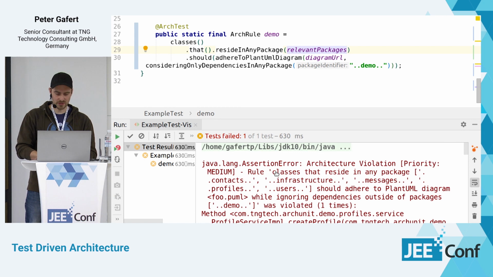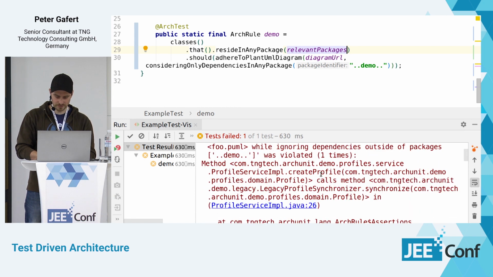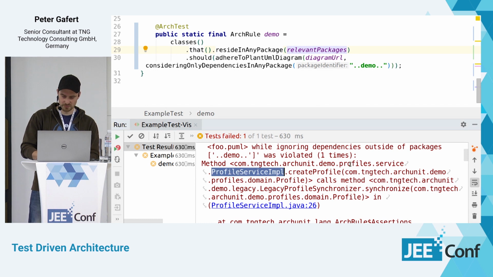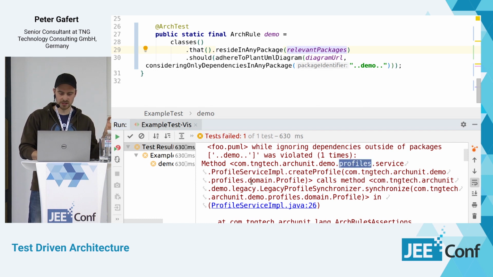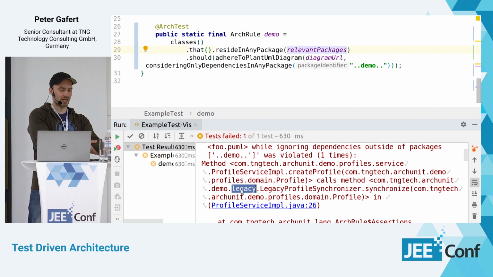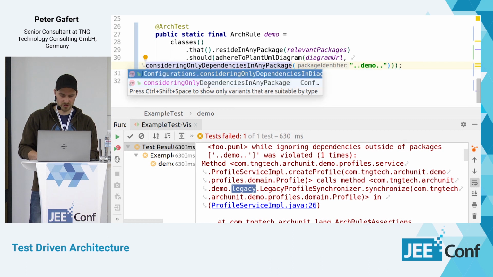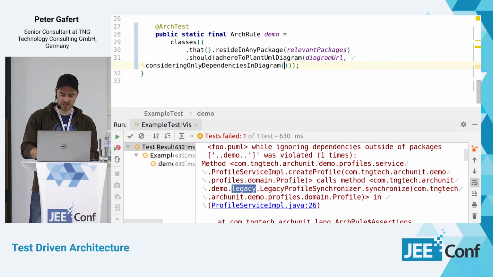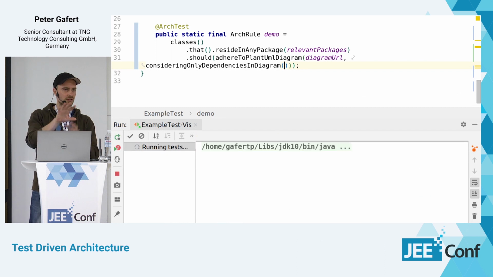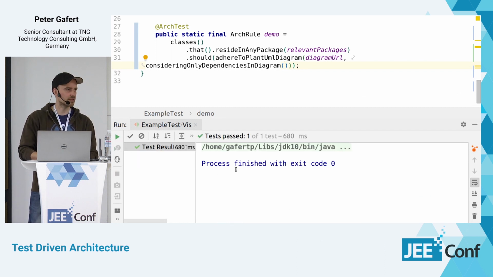And now I see there's one violation. And this is pretty much how this treating of dependency works, right? I have a profile service in the profiles component, and it depends on the legacy component, and the legacy component is not in the diagram. But since I look at all dependencies in the package demo, it will throw me a violation. I could say I'm only interested in the dependencies in the diagram, so only look at the ones that are also in the diagram, and then this is green because legacy is not in there, so ignore it.